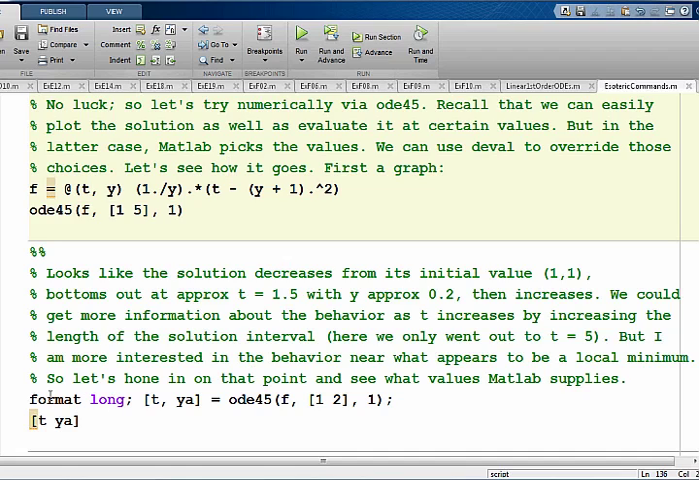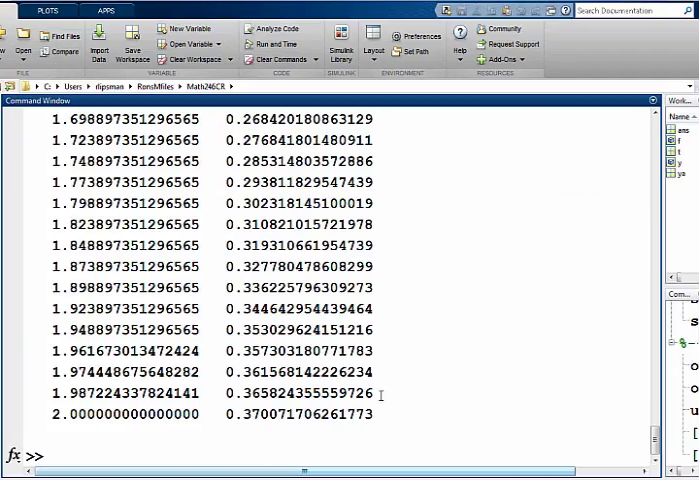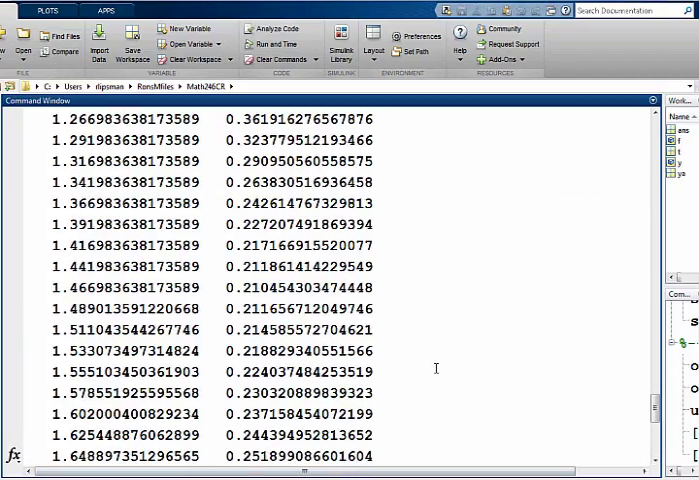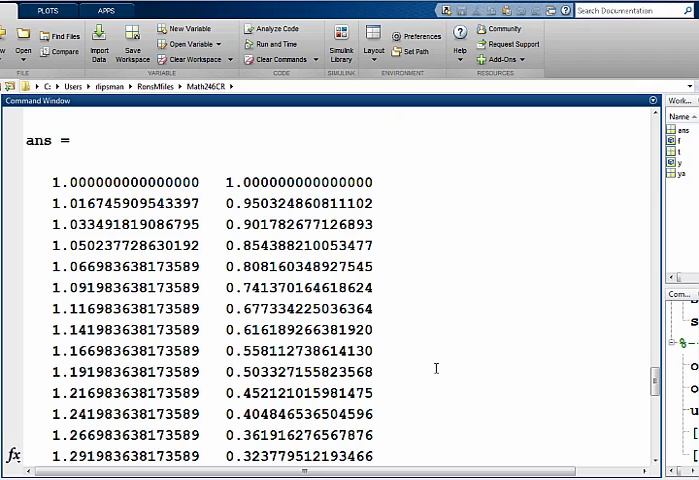So I changed the default digits to 16, and this time I'm only going out to 2. And I'm not going to plot it this time. I set the values of ODE45 into a vector, and we're going to see what numbers come out. So we'll see which values of t MATLAB picks and what the corresponding values of the function are. So if I run that and look in the MATLAB window, there we are. There's all the approximate values that MATLAB computes.